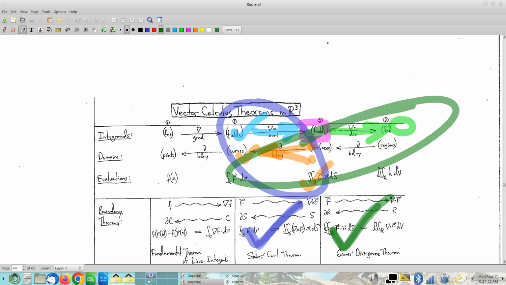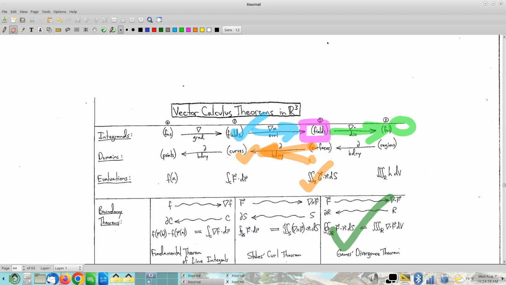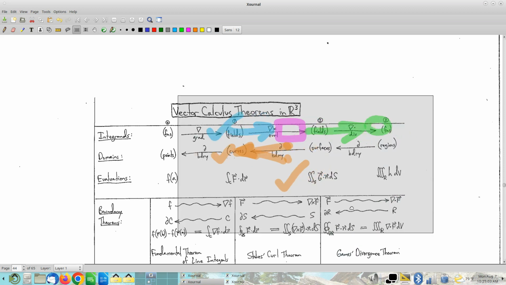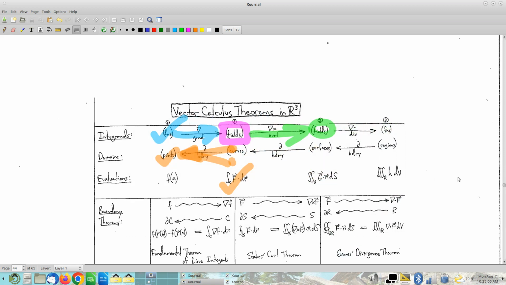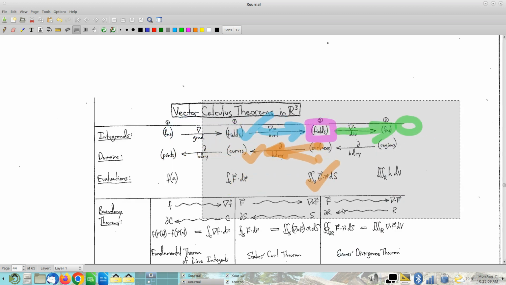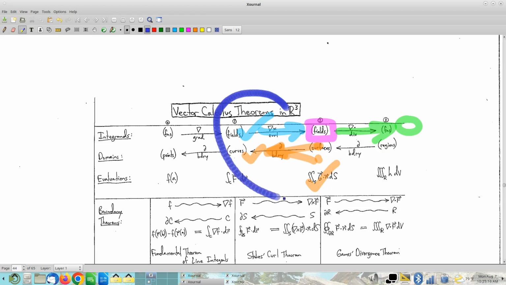If you forget a lot of this stuff at some point, and you find yourself needing to remember, oh gosh, wait a minute, how do I show a connection between curl and surface independence? Again, how did that work? I don't remember how to come up with curl and surface independence.